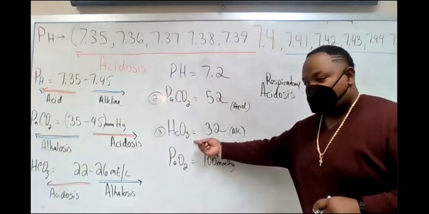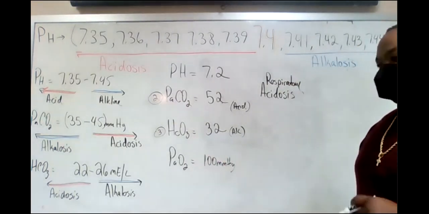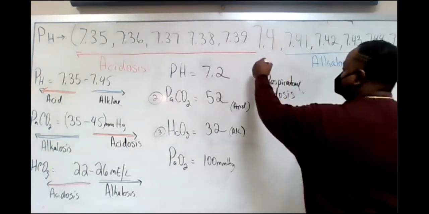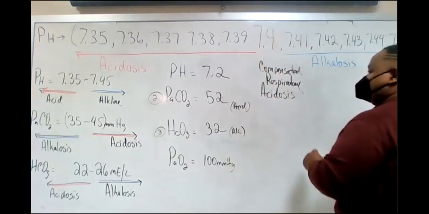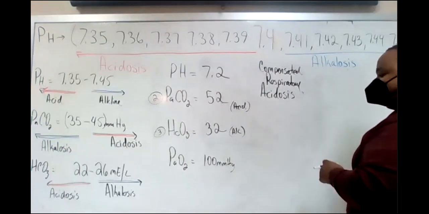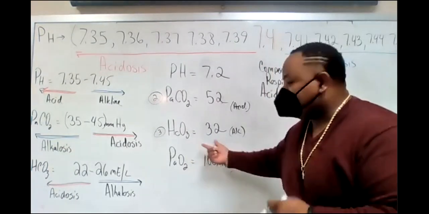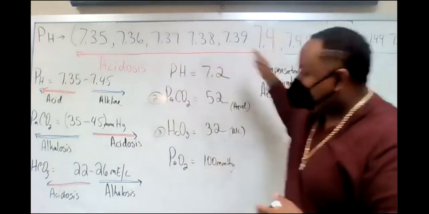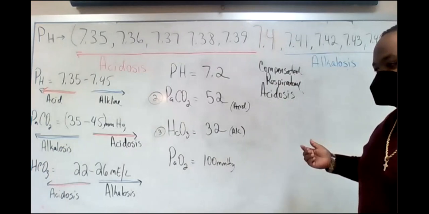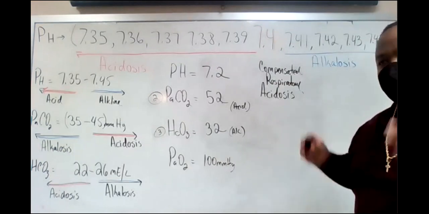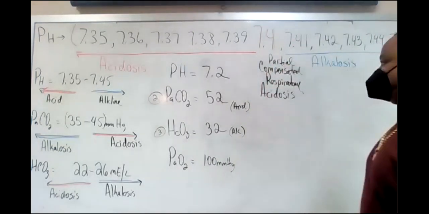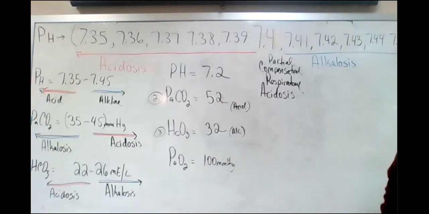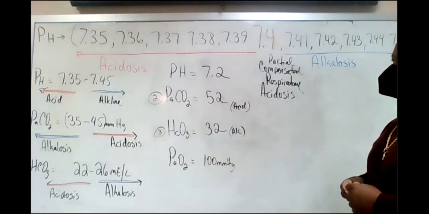Is the third player in normal range? Yes or no? No. So we do have what? Compensation. So we are in a compensated respiratory acidosis. Now, was bicarb's pull enough to get pH back into that normal range? No. So that means it's only partially compensated. Partial compensated respiratory acidosis. Since the pH isn't in normal range, that's when it makes it partial versus full.